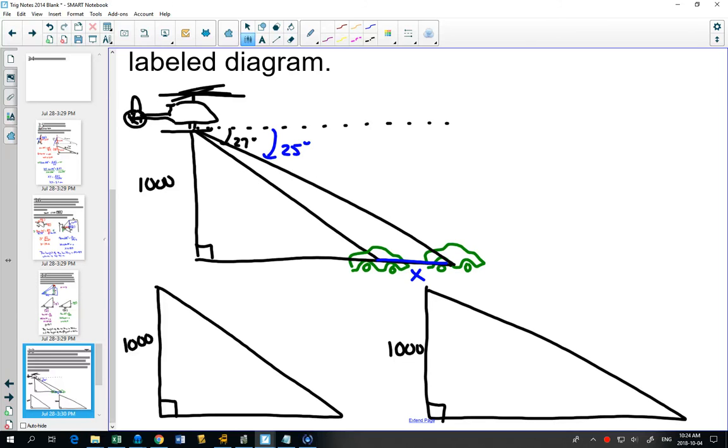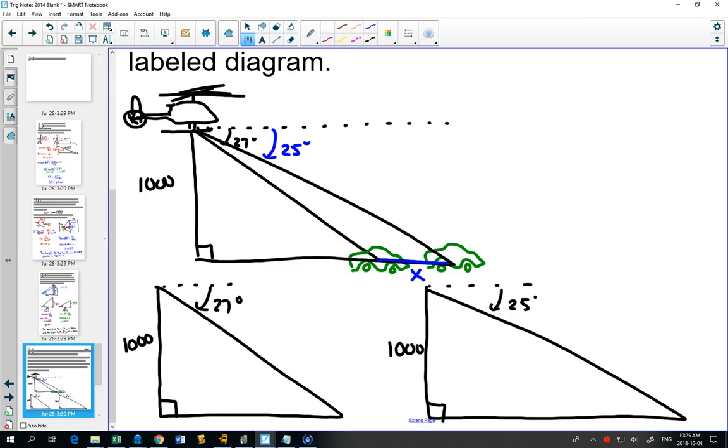And with the first right angle triangle, we have to use the fact that that angle of depression is 27 degrees to help us label angles inside of the triangle. And in the second one, we have to use the fact that the angle of depression is 25 degrees to help us draw this triangle, to label angles in that triangle.